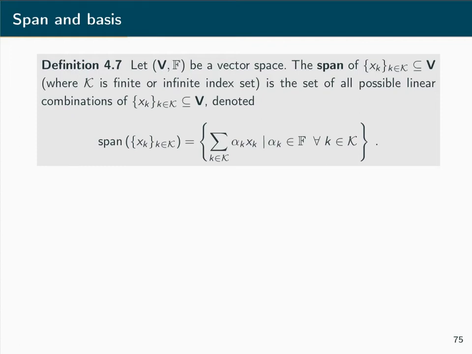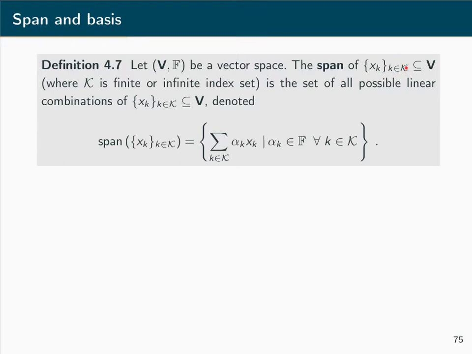In the first part of chapter 4, we have defined a vector space and the concept of linear independence. In the second part of chapter 4, which is covered in this video, we'll start by defining a span and a basis.